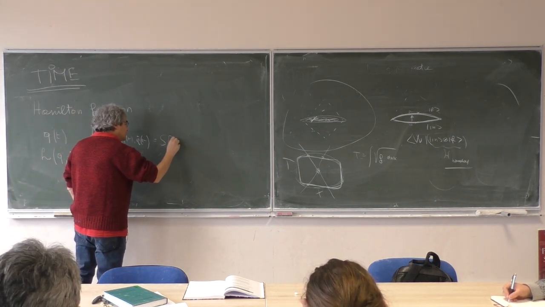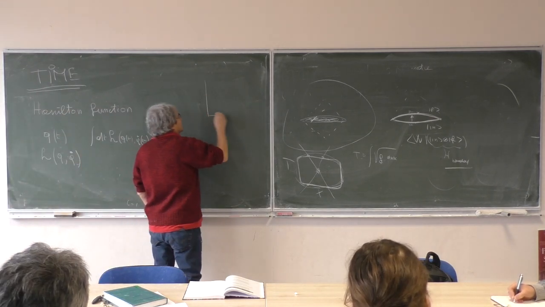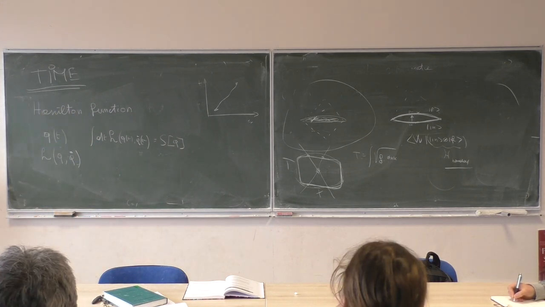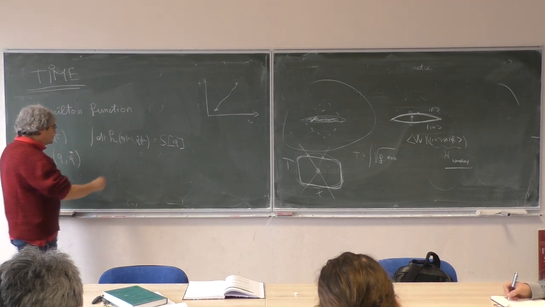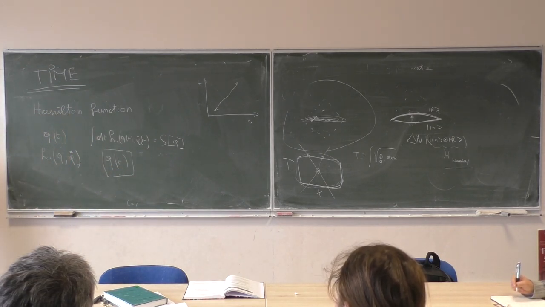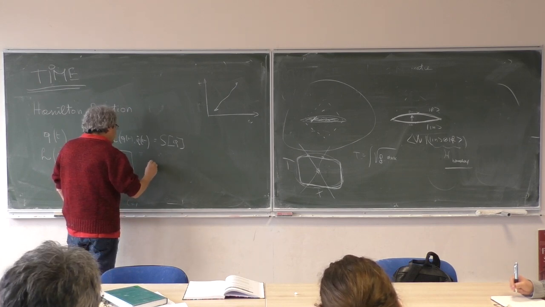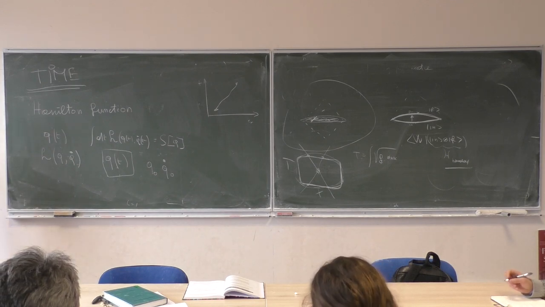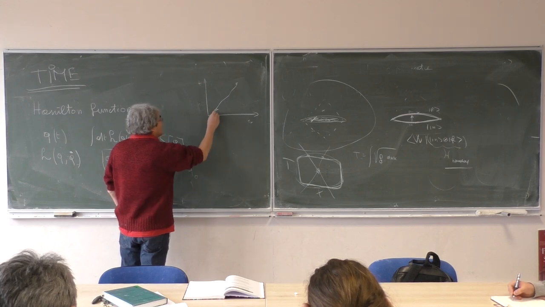The action is a functional of the trajectory. So you have a trajectory in space-time of the particle. This is t, this is q, and the particle moves. Now, if you vary the action and you put it to zero, you define the equation of motion, and you have some solutions of the equation of motion which satisfy the Euler-Lagrange equations. In the standard case, the solutions are uniquely determined by the initial position and the initial velocity. Or, up to degeneracy, they can be determined by the initial position and the final position.